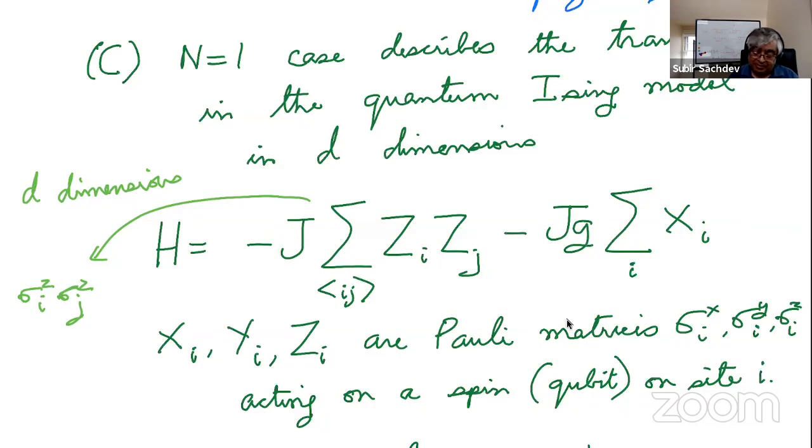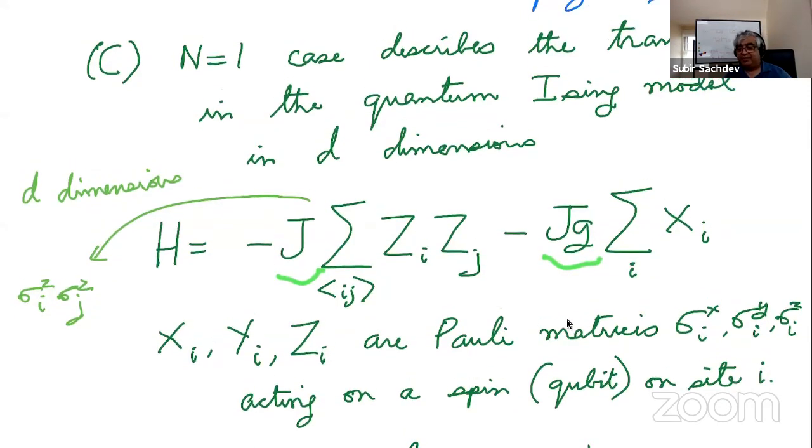But this is quantum mechanics, so you get quantum mechanics by having a coupling pointing in the x direction. This term on its own would say the spin should point horizontally when g is very large. So this is called the transverse field. This is the ferromagnetic exchange.